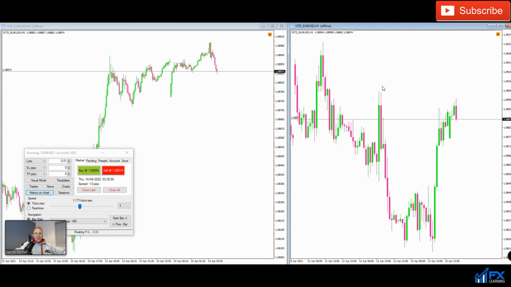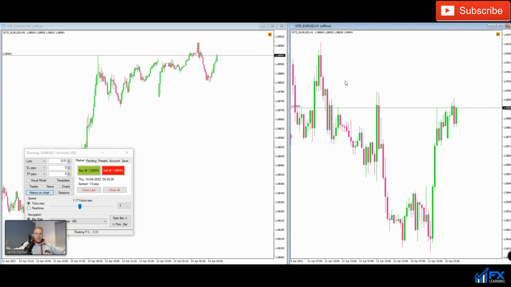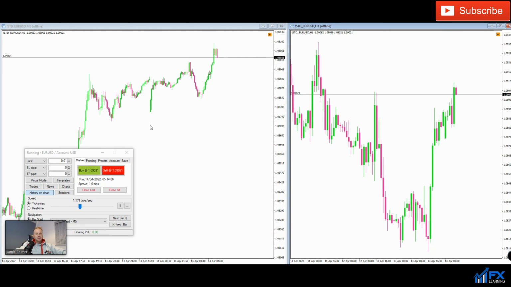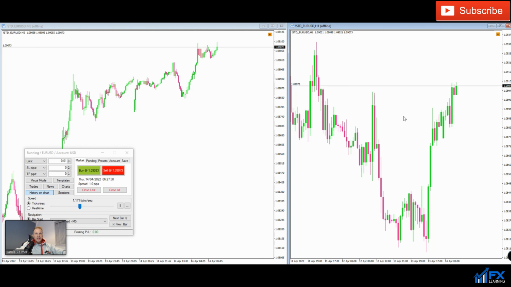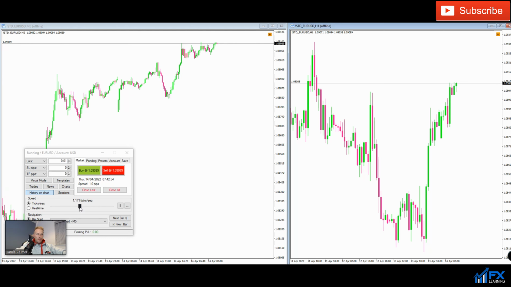Okay, so at the minute, price is coming up into an uptrend, so nothing really happening at the minute. Okay, so still in an uptrend, still in an uptrend.